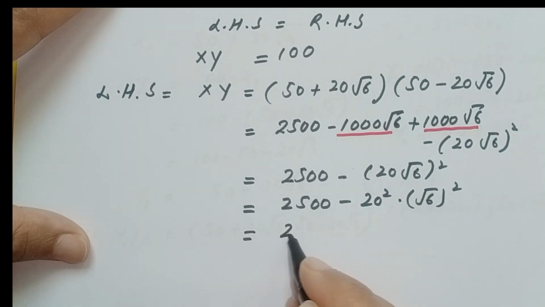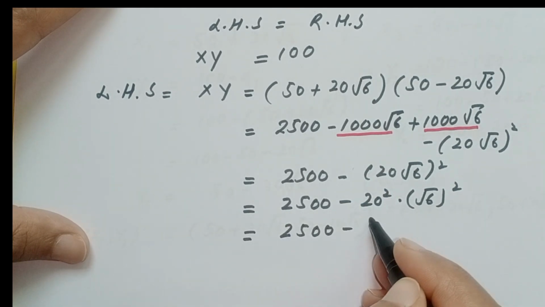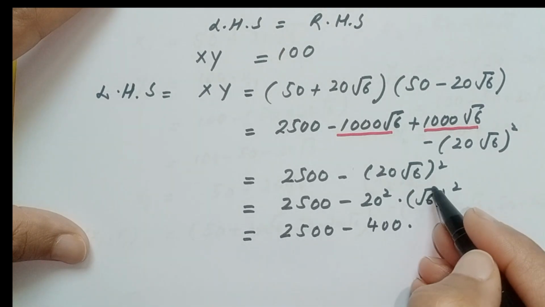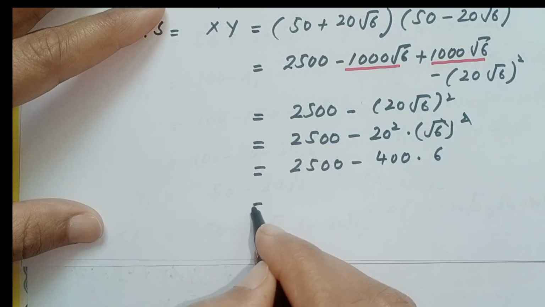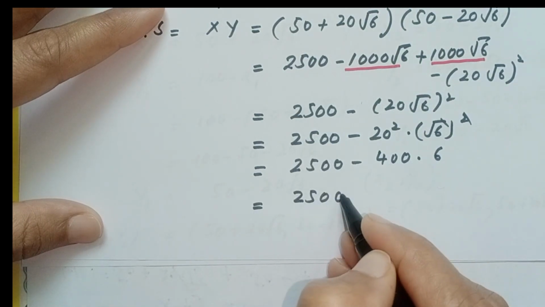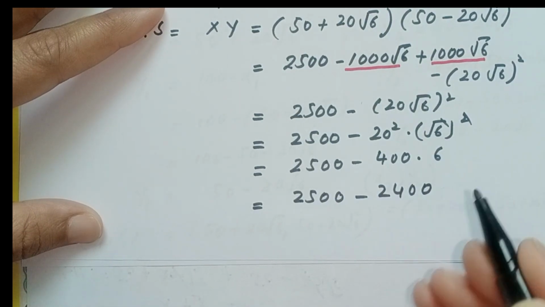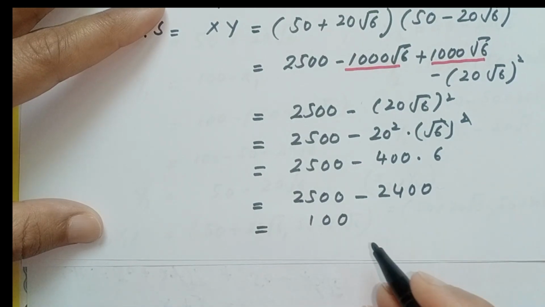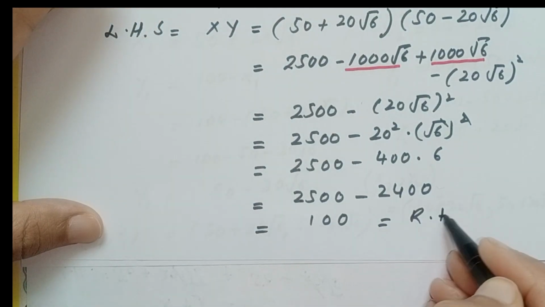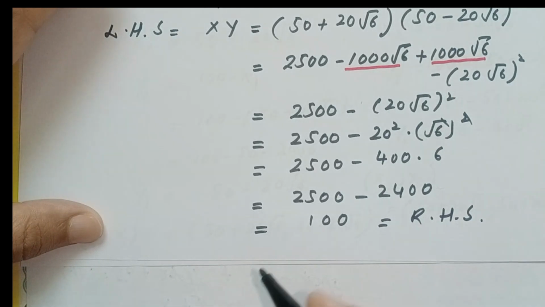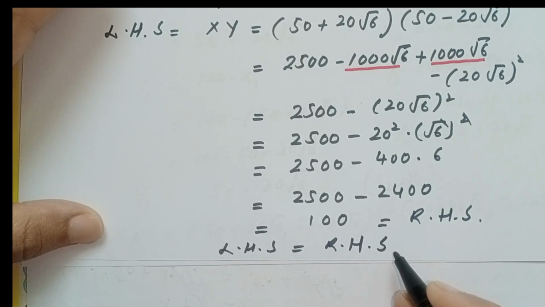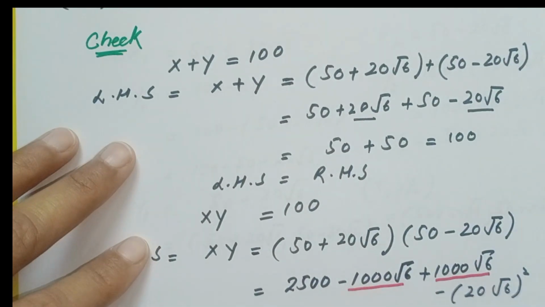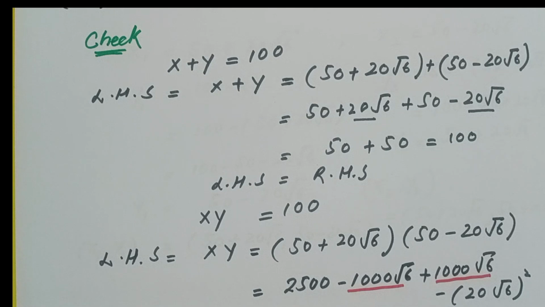So here in the next step 2500 minus 20 square will give 400 times, the square root will cancel out the square, and we will be left with 6. And now in the next step 2500 minus 400 times 6 will give 2400. It will give us 100, which is equal to right hand side. So left hand side is equal to right hand side. So it was all about this question. So we have two real solution sets and we have checked.